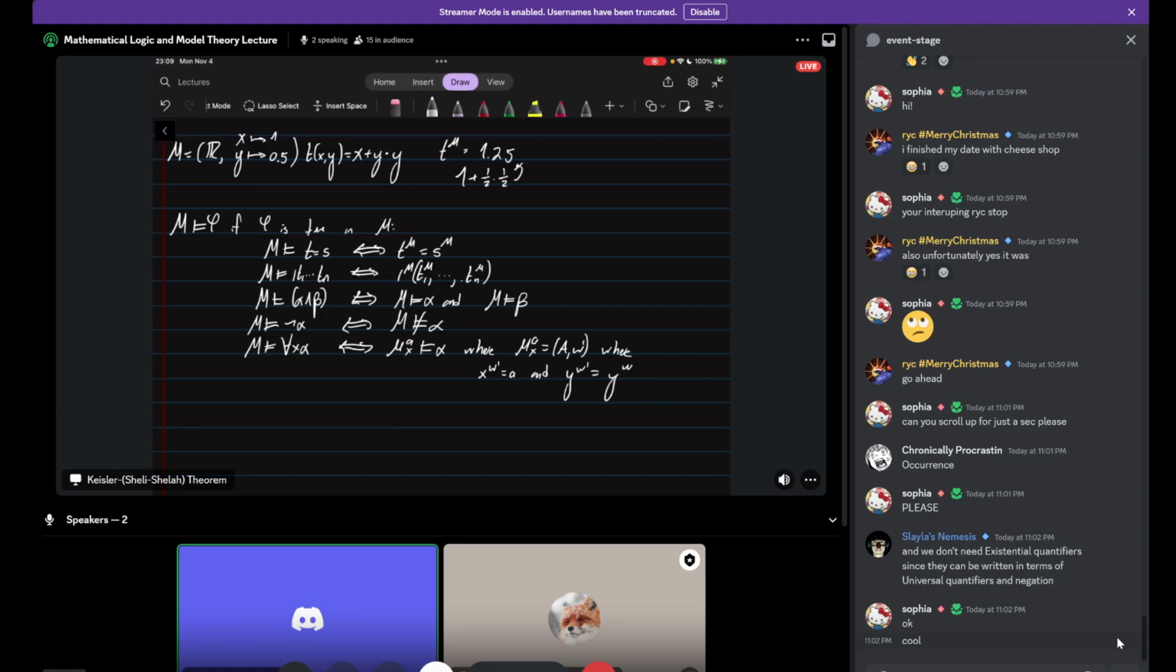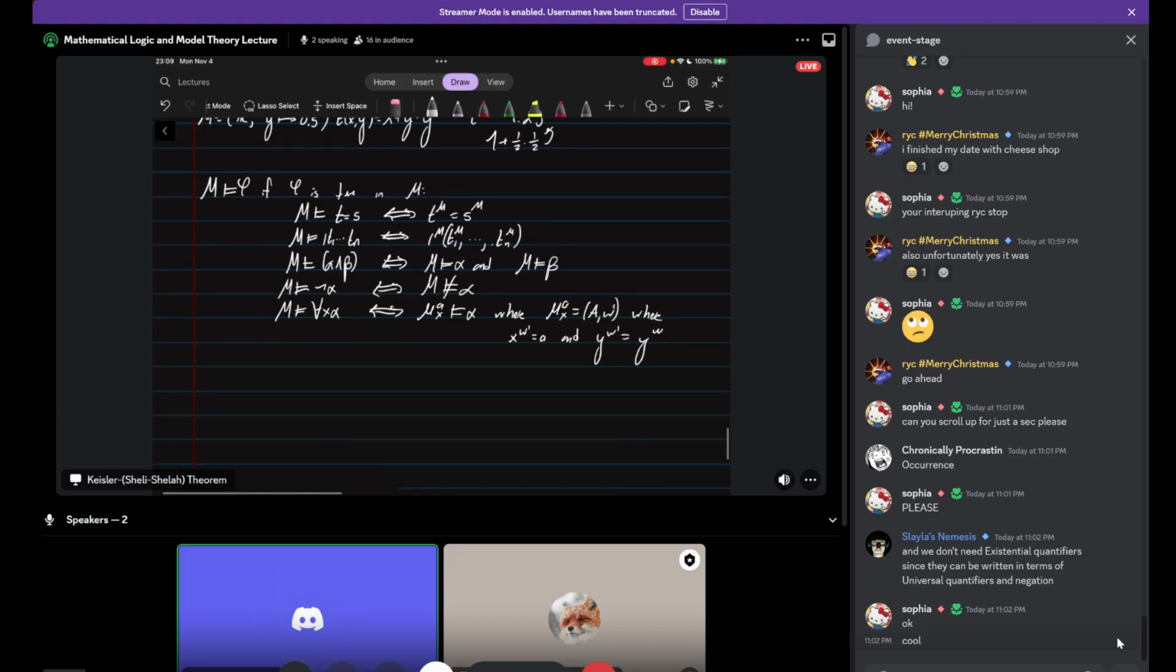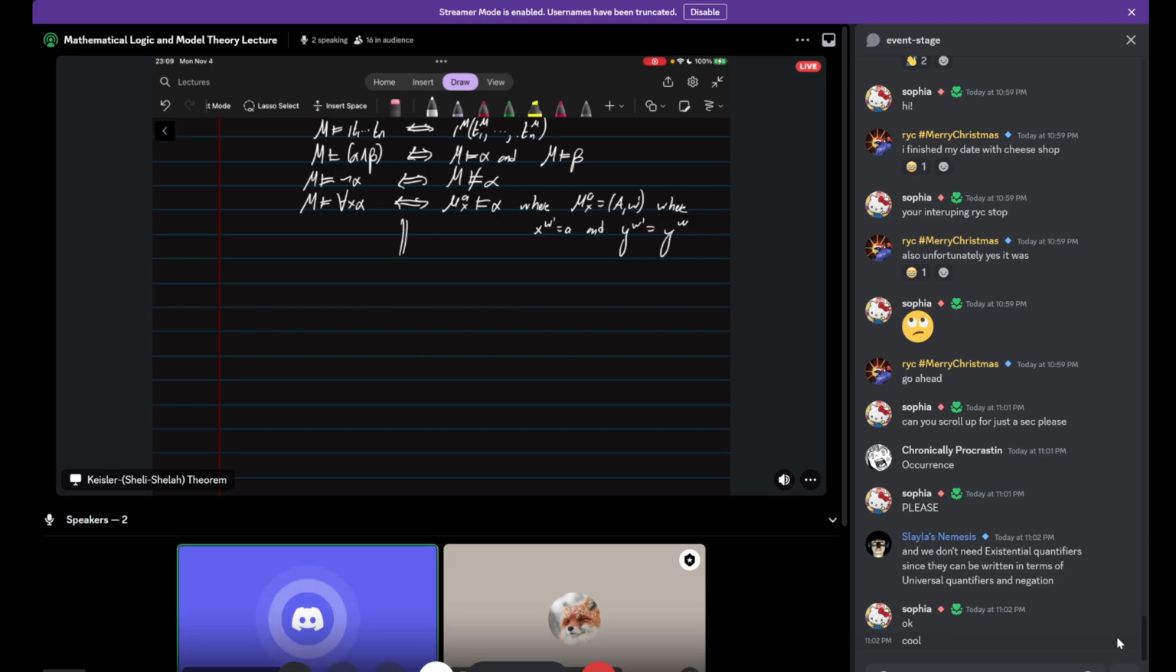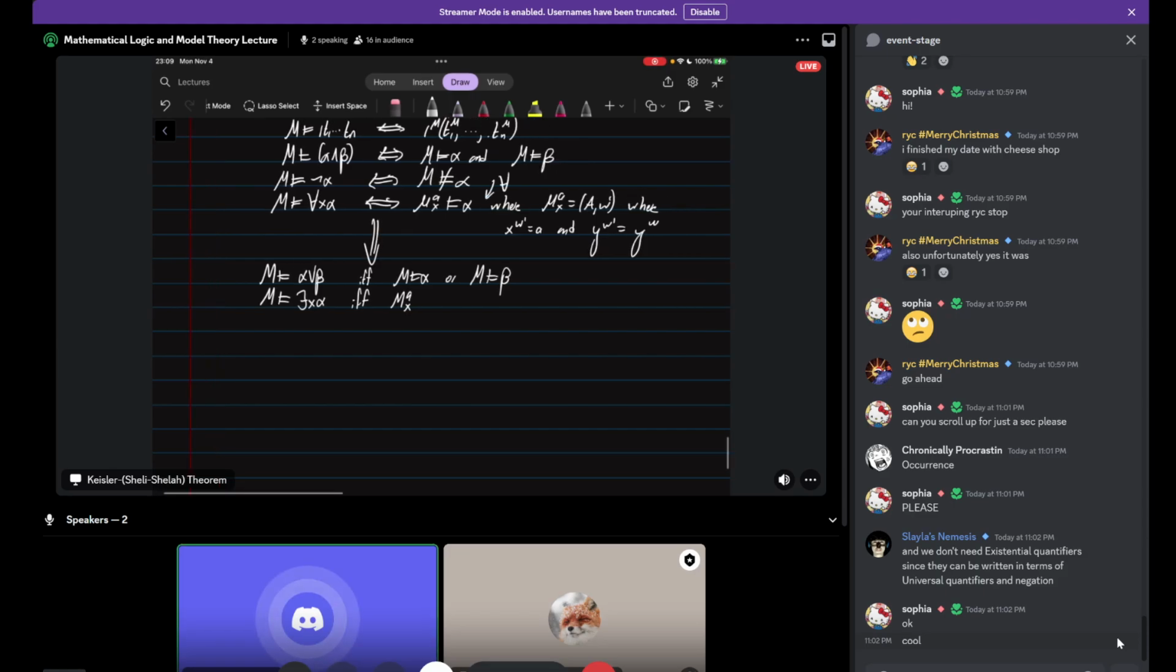Okay, so basically, that's the satisfaction relation. We've defined it for all formulas. And also notice from this, because we defined it, we get for disjunctions that M satisfies alpha or beta if and only if M satisfies alpha or M satisfies beta. M satisfies there exists x alpha if and only if M_x^a satisfies alpha for some a in A, and so on.